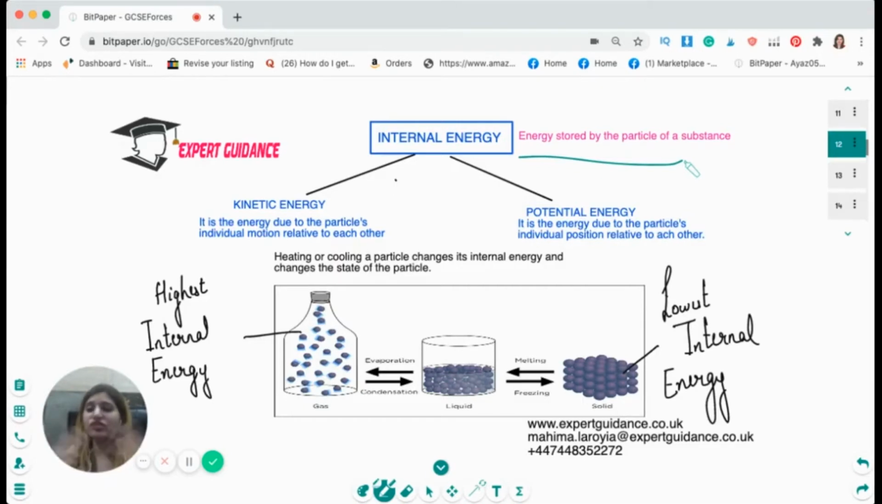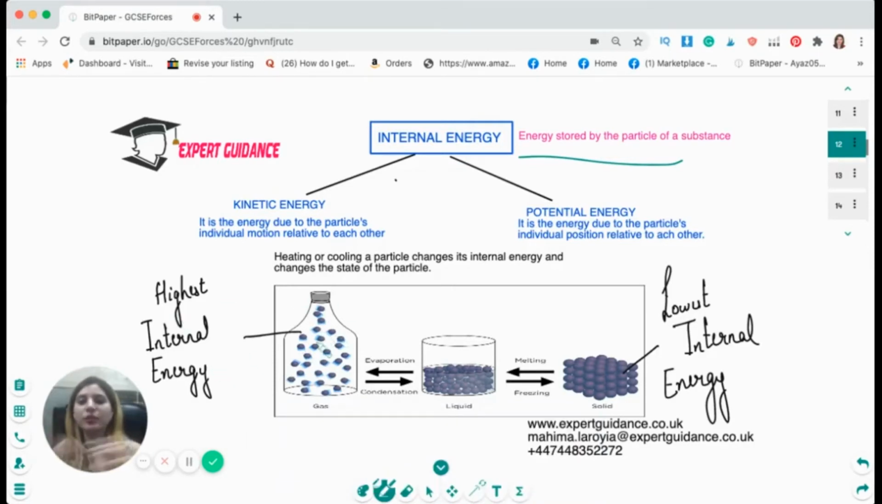Now, internal energy is a very broad term. It includes two types of energy. Every particle has a kinetic energy and a potential energy. The kinetic energy is the energy due to the particles' individual motion relative to each other, and potential energy is the energy due to the particles' individual position relative to each other. So internal energy is nothing but the sum of the kinetic energy and potential energy of the particles.